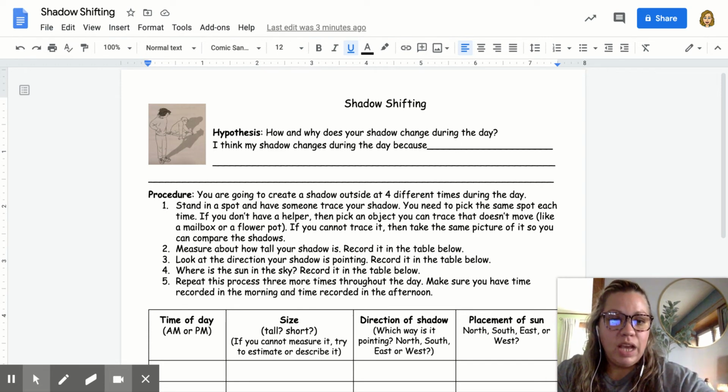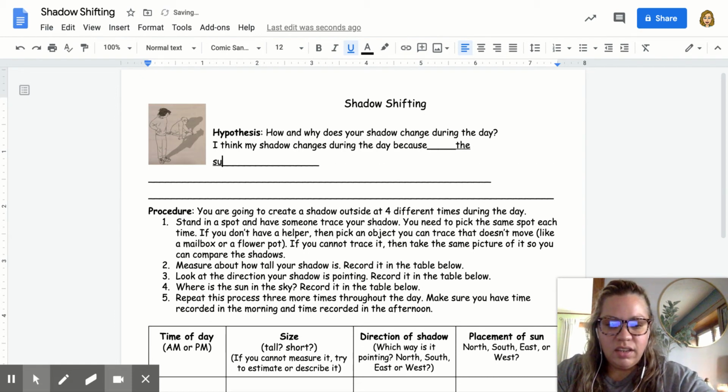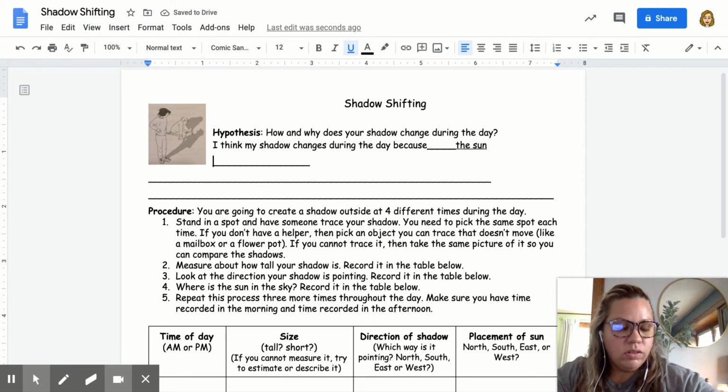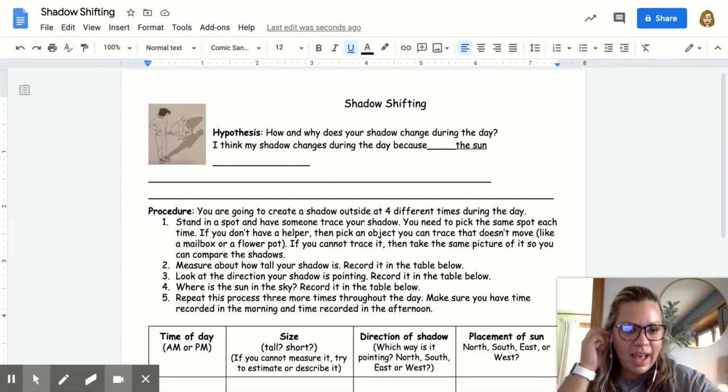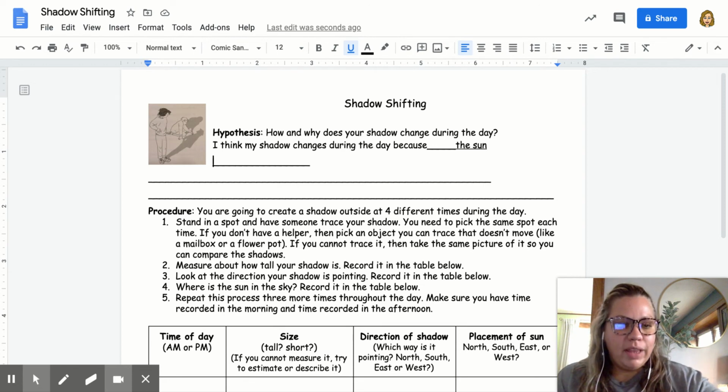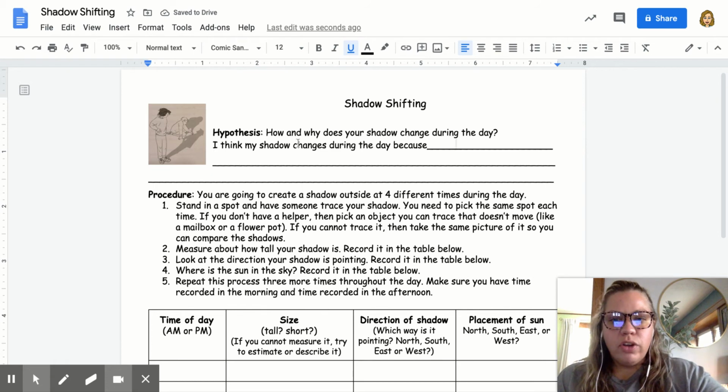When you start typing on this line, the line will begin to move and the formatting will kind of get crazy. It is okay. If you start typing because the sun, and then it will move, the line will move. Do not worry about deleting the extra lines or any of that. I will be able to read it and figure out your hypothesis, so that is okay. I know it gets a little funky there. So go ahead and type your hypothesis, and then let's go down to the procedure.